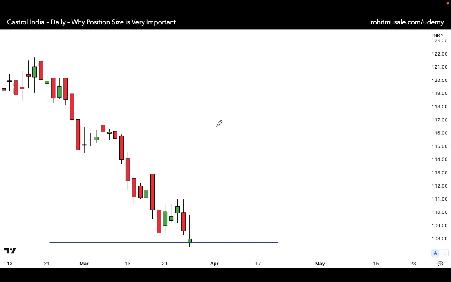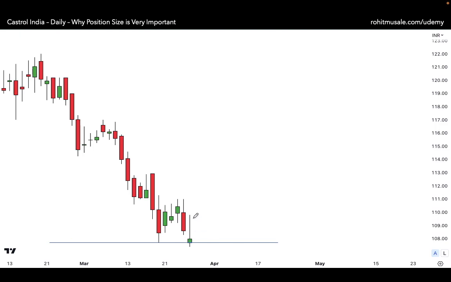In this video, I want to highlight the importance of position size. Okay, so this is a daily time frame chart of Castrol India. As you can see, the market is coming down. I have taken the low of this candle and drawn this support line.